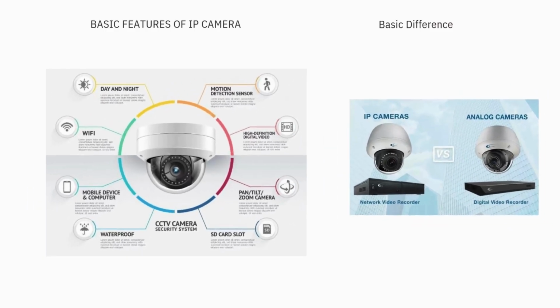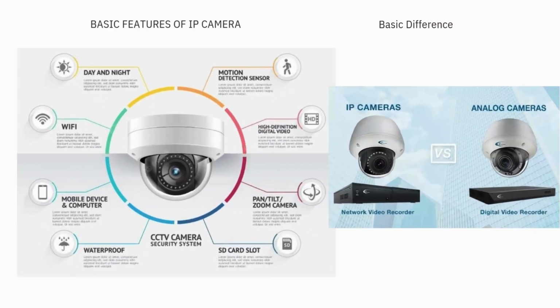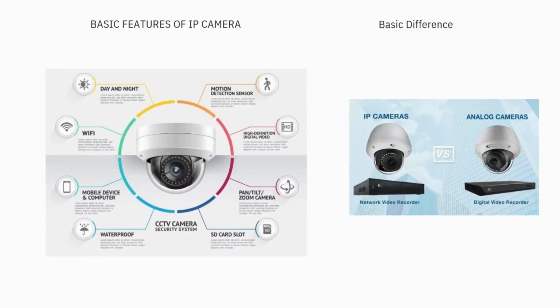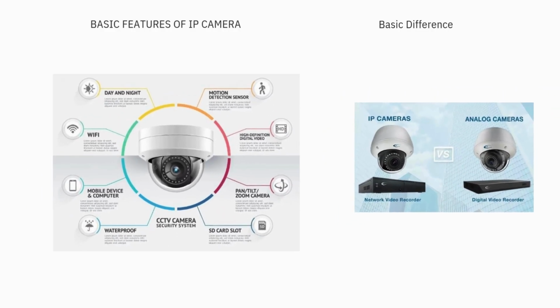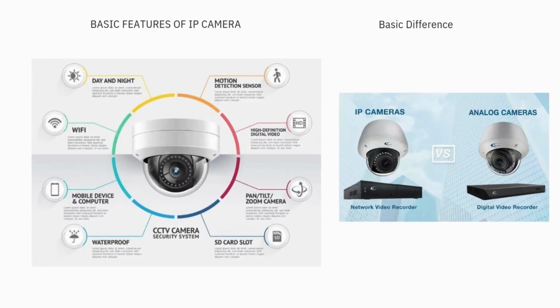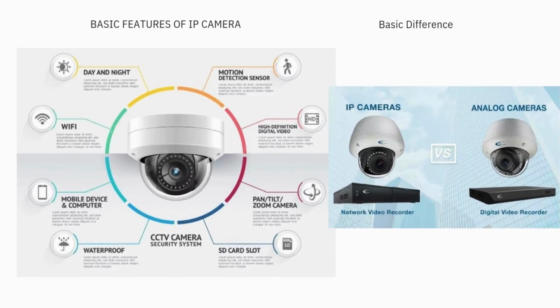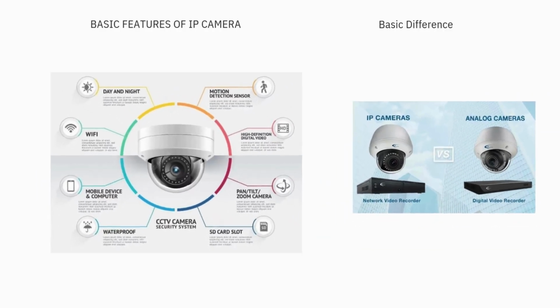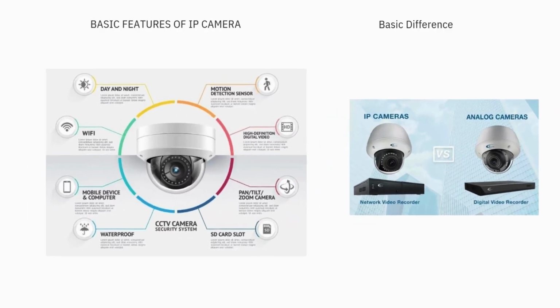They can be viewed on the mobile device and the computer on their own, which is camera on its own. Then they are mostly waterproof. That's the outdoor version. Then they have an SD card slot for a memory card on board. But when you are buying that, you have to mention that you want memory card cameras. Then it has a PTZ function. Then it has a motion sensor.